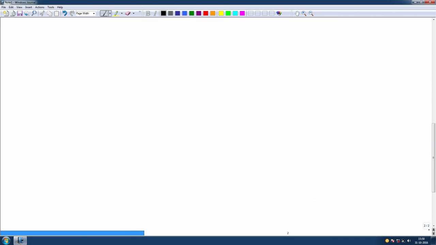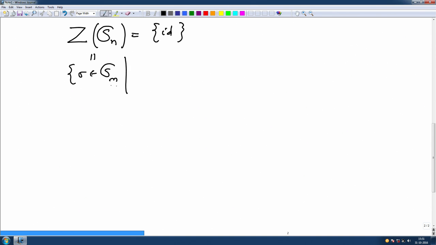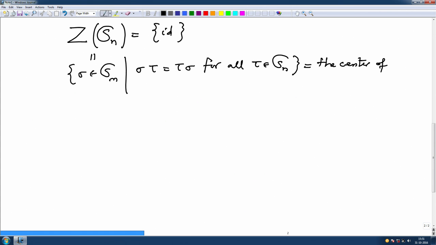And also we have noted that the center of this group is trivial. Center of Sn is only the identity. Center means all those elements sigma in Sn, all those permutations which commute with every other permutation, sigma tau equal to tau sigma for all tau in Sn. This is called the center of Sn. This is clearly a subgroup of Sn.